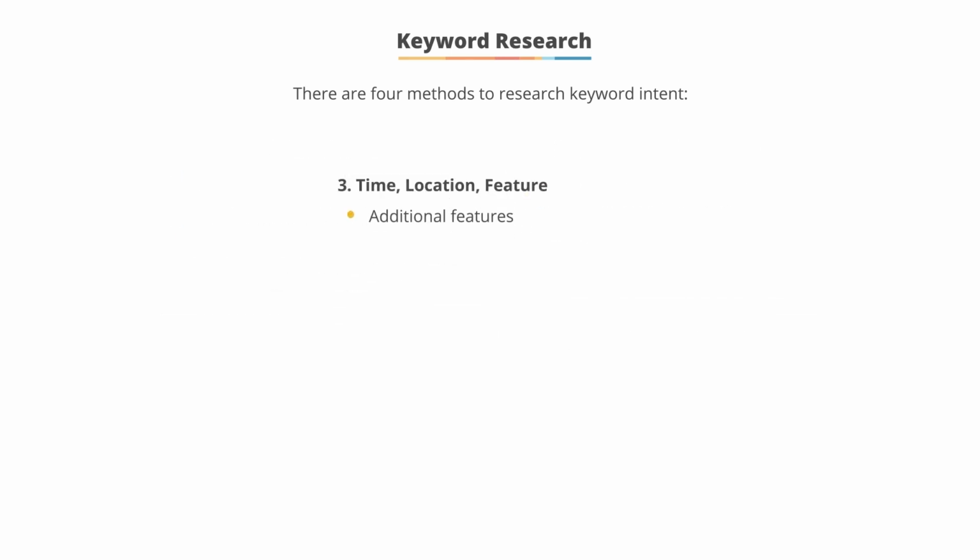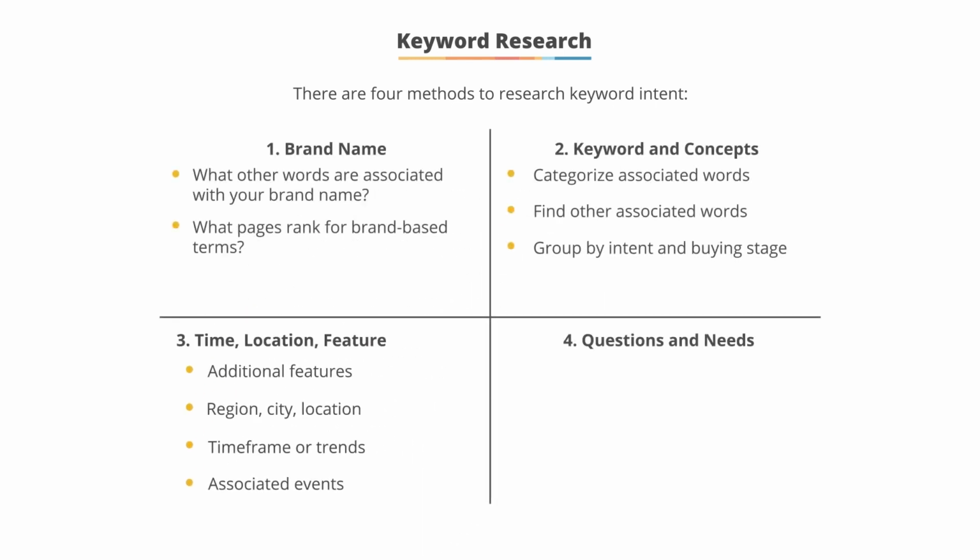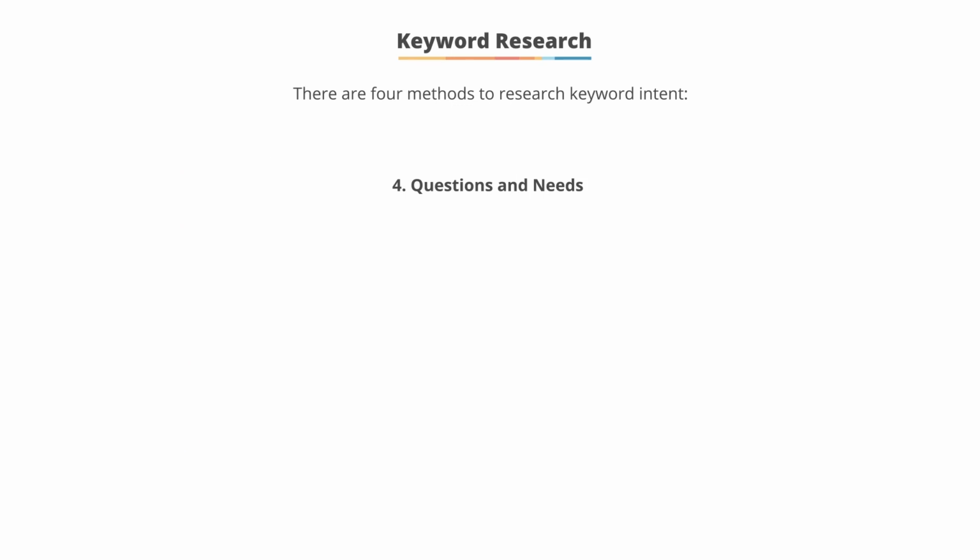Third, look for specific indicators of time, location, or features. These are words or related words that may indicate a city, a region, or a location. Also, any time frames, seasonality, or trends to the words throughout the year. And then any associated dates or events that people use. And features that are specific to your product, your business, your industry, as those obviously are important if they make it into the keyword.